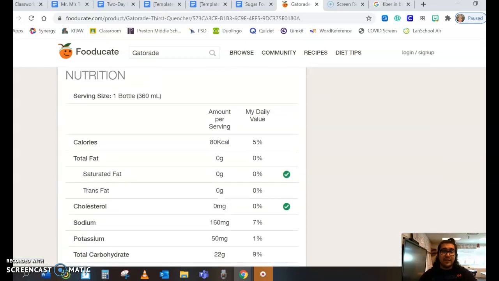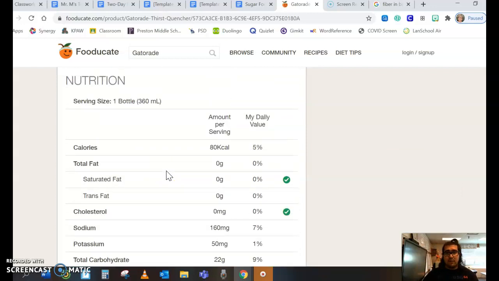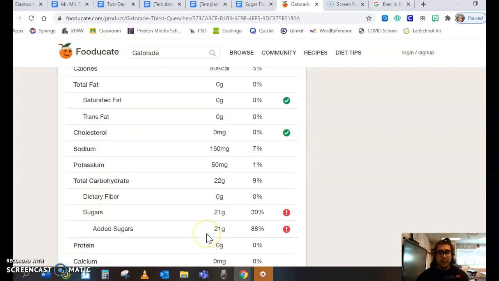We'll see the serving size is 1 bottle, and if you have 2 or 3, or if you have more than 360 milliliters of a bottle, which should be about 24 ounces, I guess, then you will multiply it. Again, if you had the liter size bottle of it, that would be 1,000 milliliters, so you would have to do the math there.